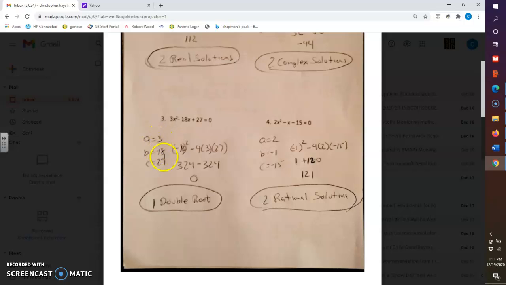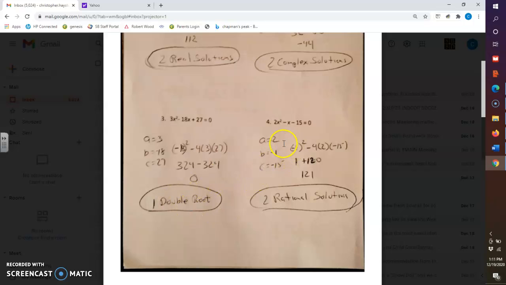Here we have 3, negative 18, and 27. I know that negative is not very clear, but it is a negative. Negative 18 squared is 324. Remember, when you square a negative, it becomes positive. So that b squared will always turn positive. Minus 4 times 3 times 27 is also 324. 324 minus 324 is 0, and that leaves us with one double root.